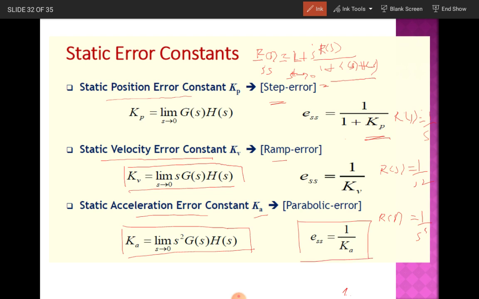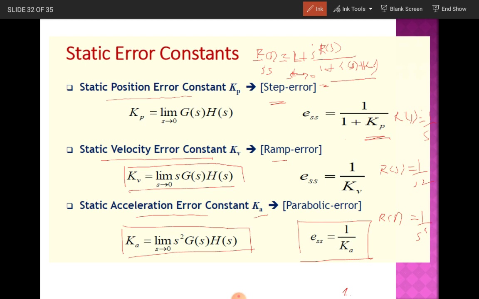In this way, we can find the steady state error for different types of input. Once you know the open loop transfer function G of s H of s, we can find the static error constants. Once we know the static error constants, we can find the steady state error as ESS equal to 1 divided by 1 plus Kp for a step input, for a ramp input ESS is equal to 1 by Kv, and the third case is ESS equal to 1 by Ka.